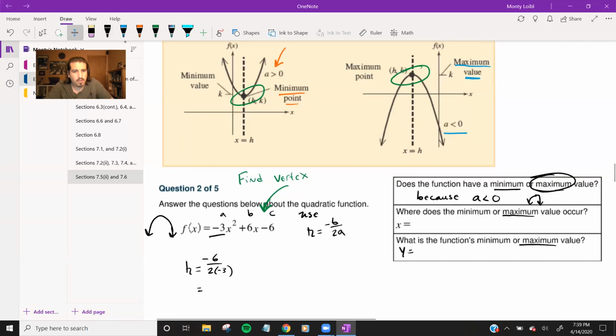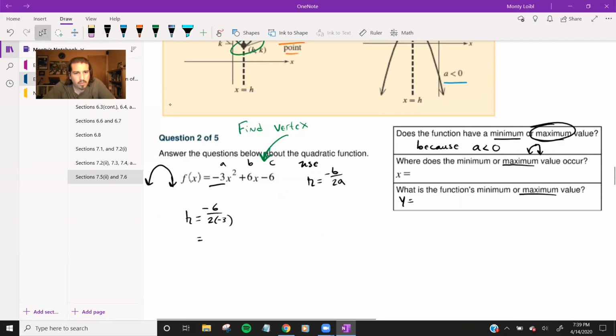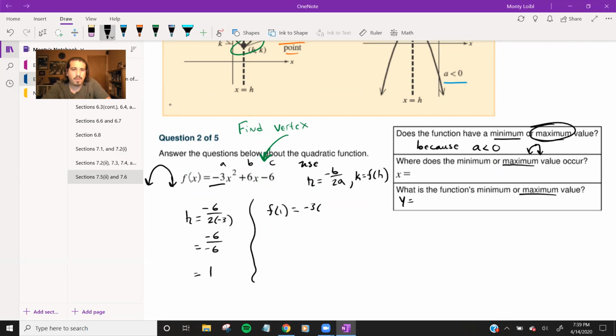What are we going to get here? Did we get 1? I agree. Gosh, we have gotten a 1 for all of these vertexes. That's good stuff. I just chose these problems from Alex. So, all right, we get 1 again. And now again, we're going to use the fact that k is equal to f of h, right? So now we plug in our value here to find k. So now we're going to use f of 1, substituting that value in. So -3 times 1 squared plus 6 times 1 minus 6, right?